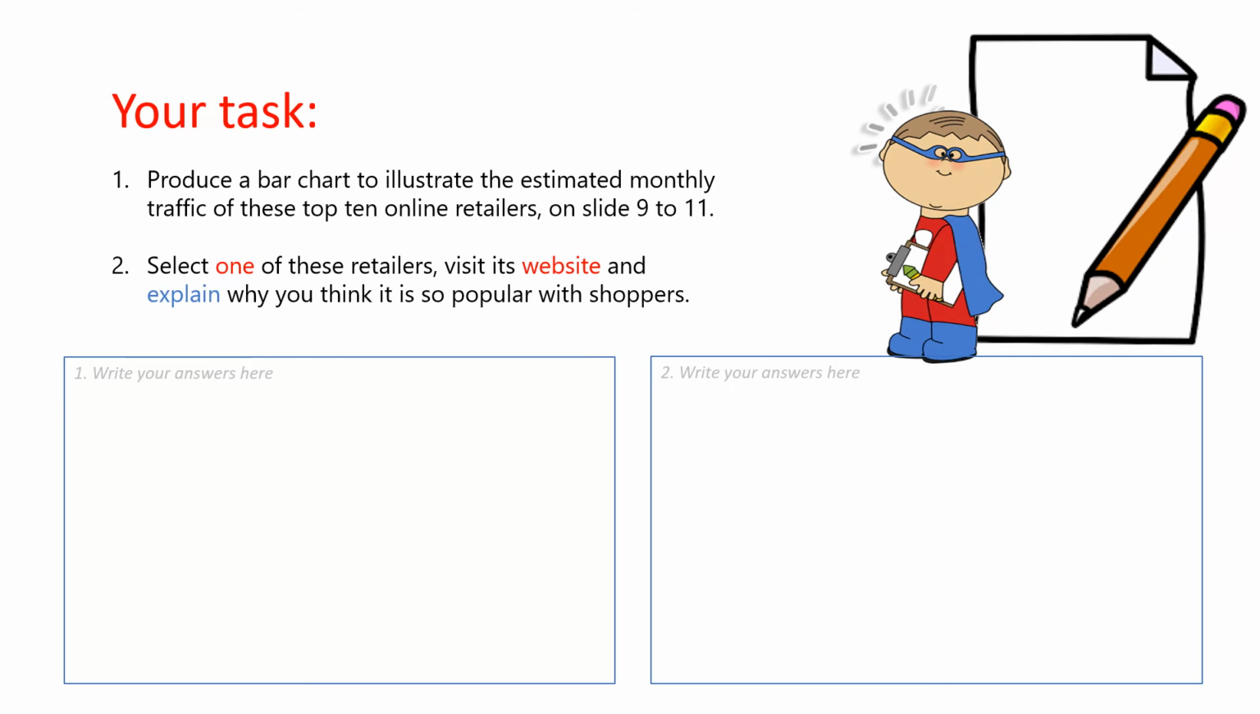You need to look at the names of the businesses at the bottom, and then you need to look at the estimated monthly traffic as the y-axis, and then off you go and draw in a bar chart. Then afterwards, so you split the box in two, select one of these retailers, visit its website, take a screenshot and explain why you think it's so popular with the shoppers.